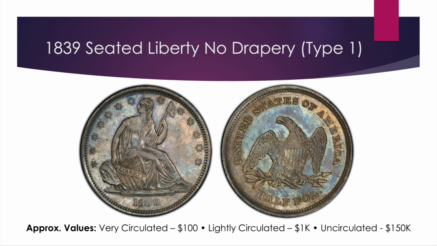There are a lot of different types, but I'm not going to give values for all of them, just general ones. This one was a 1 year. It was the first type, and there was no drapery on her elbow, but this is the other 1839 style, and was the last denomination to change this design over to the seated coins. A lot of them made it in 1838. In terms of values, 100 for very circulated, 1,000 for lightly circulated. These are quite rare for the uncirculated, though, at about 150,000.